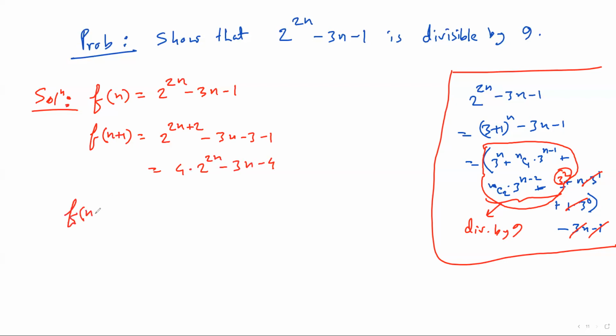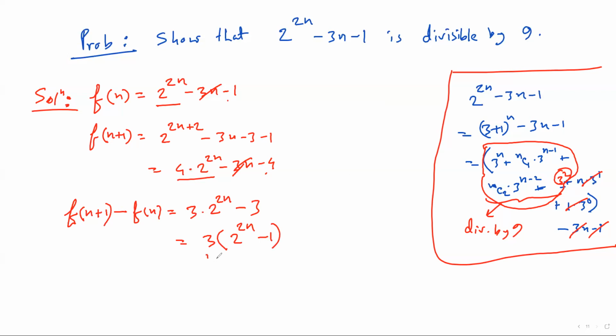I'm interested in subtracting f(n) from f(n+1). If I do that, I have 4 times 2 to the power 2n here and just 1 times 2 to the power 2n here. So I have 3 into 2 to the power 2n. The 3n gets cancelled and we have minus 4 and plus 1. So minus 3 here. We can just take 3 out of the bracket. We have 2 to the power 2n minus 1.